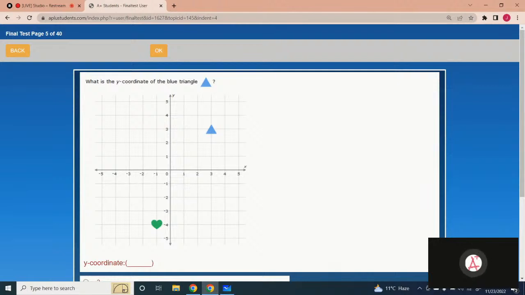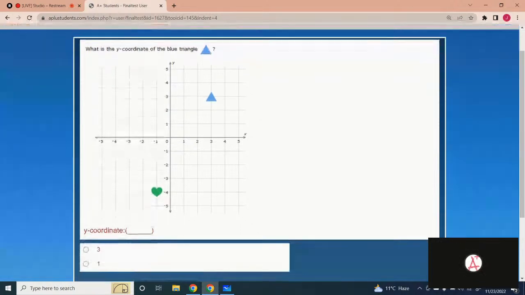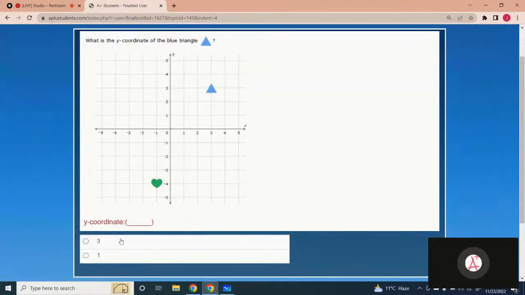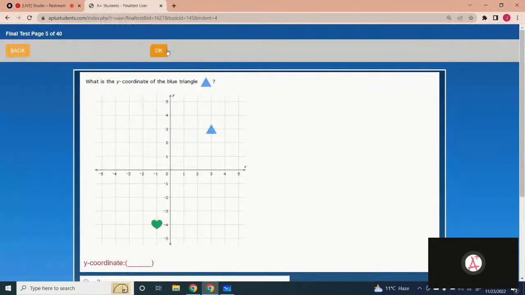What is the y coordinate of the blue triangle? Just match the blue triangle to the y-axis. So what value is it? It would be 3. Got it? Just match the triangle to the y-axis. So the y coordinate is 3. Got it?